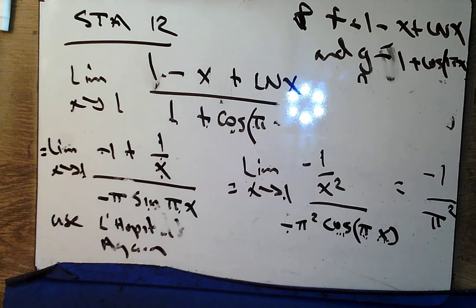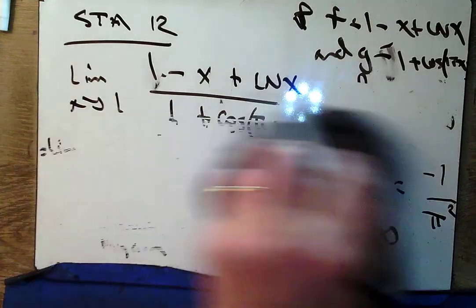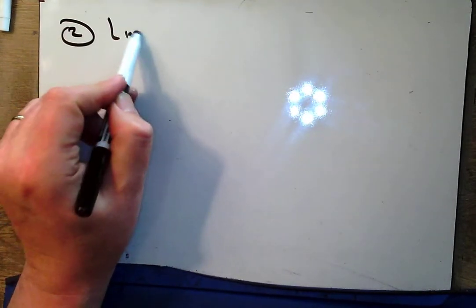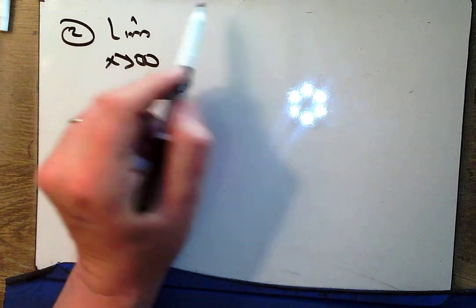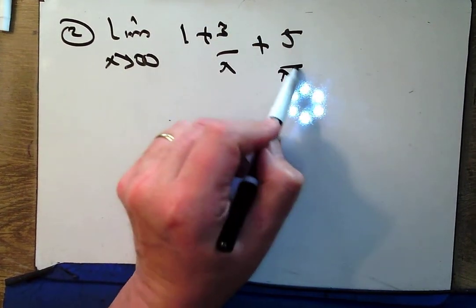This was not a problem where I had to exponentiate, take the log at the beginning. It looks like problem number 3 is going to be like that. This was just, you've got 0 over 0, so dig into L'Hopital's rule. Problem 2, though, looks like it's going to be something a little more thrilling in that scary way. 1 plus 3 over x plus 5 over x squared.